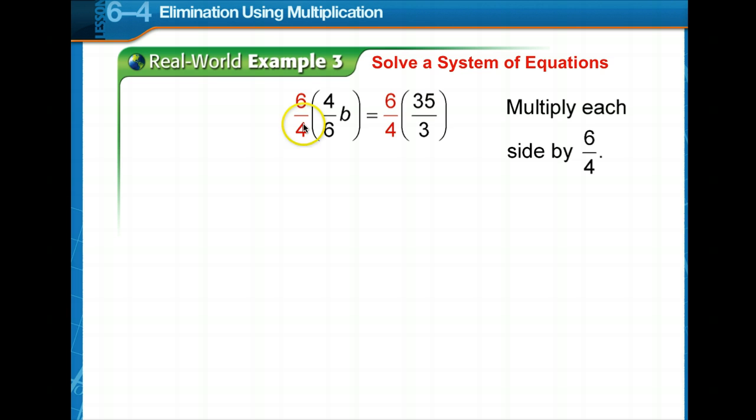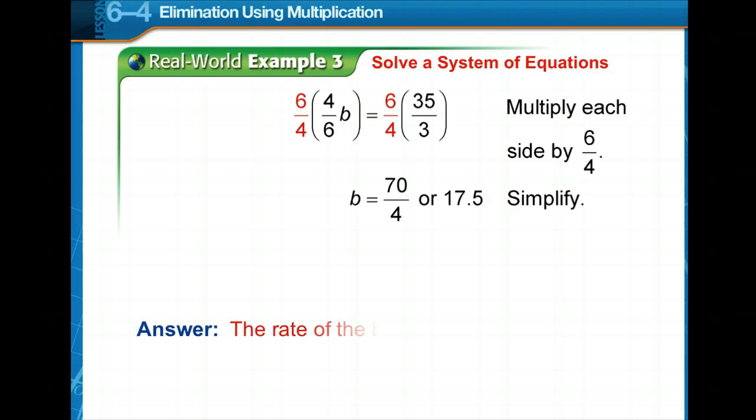So good. We're going to multiply both sides by the multiplicative inverse of whatever's with the variable. So we've got 4/6 with the variable. We're going to multiply both sides by 6/4. Simplify. We've got 17.5 is what B is equal to. So the rate of the boat in still water is 17.5 miles per hour.